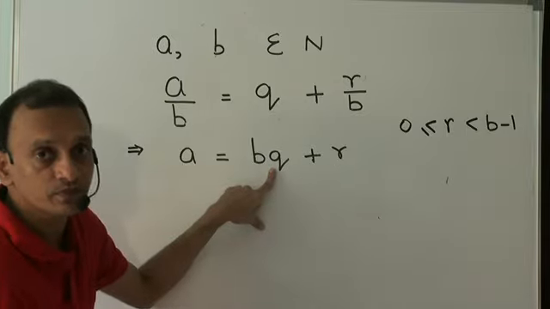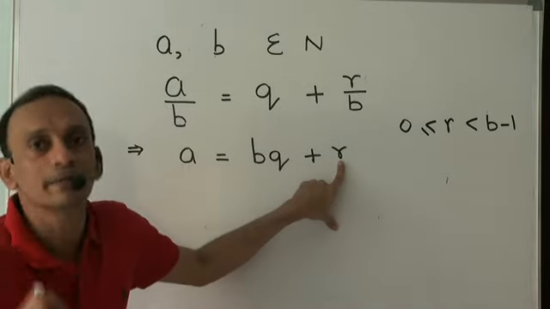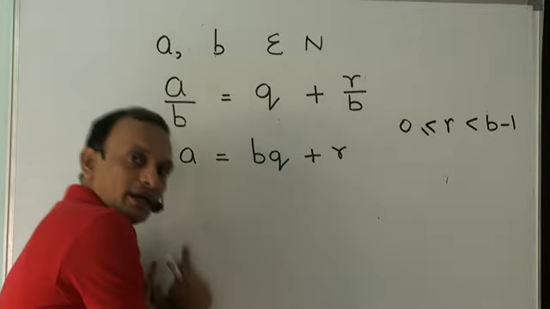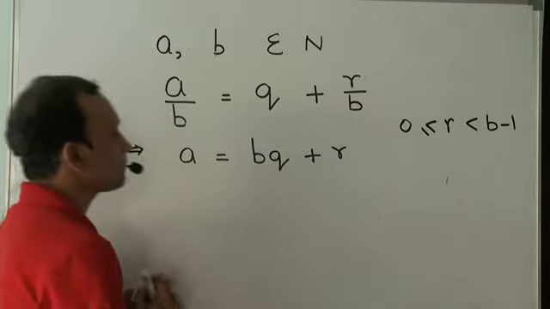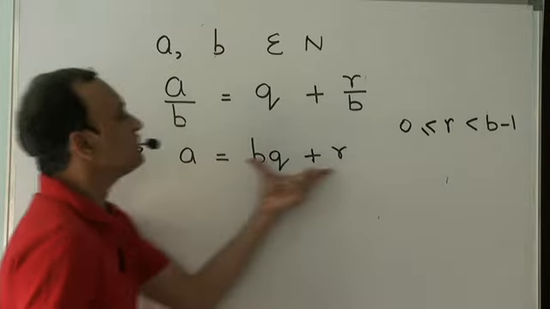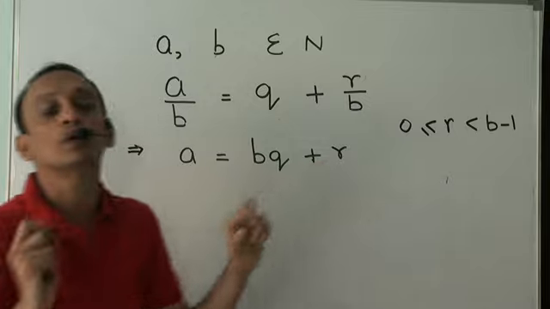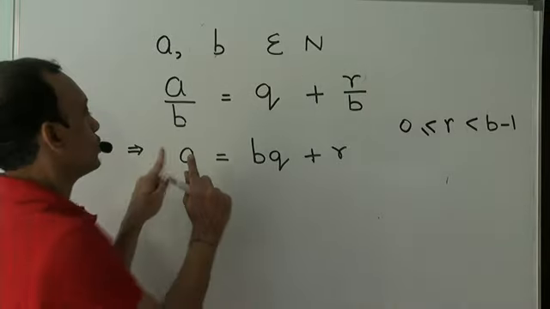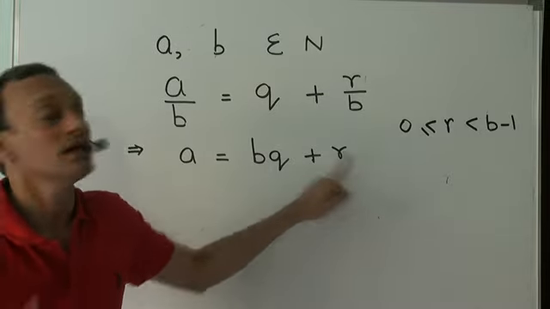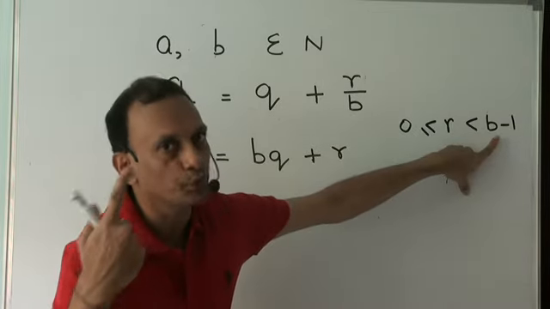Q is the quotient obtained on dividing A by B. What is R? R is the remainder of the division. That means the division in which A is divided by B. B is the divisor, right? So, if there are two natural numbers A and B, then they could always be connected by a relationship of the kind A equal to B into Q plus R, where Q is the quotient obtained on dividing A by B, R is the remainder obtained on dividing A by B. And the remainder R can assume values anywhere from 0 to B minus 1.